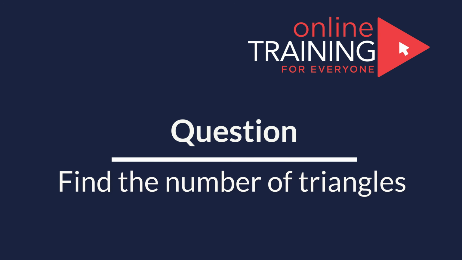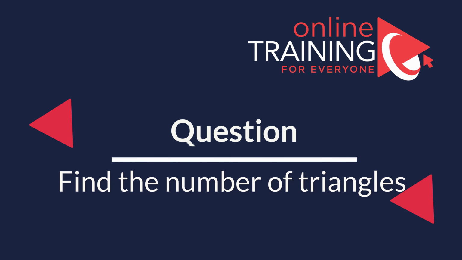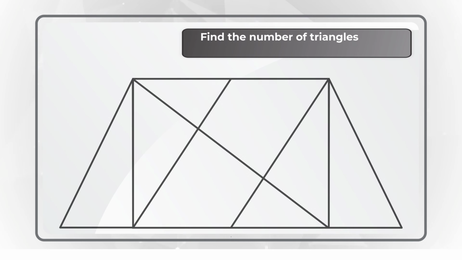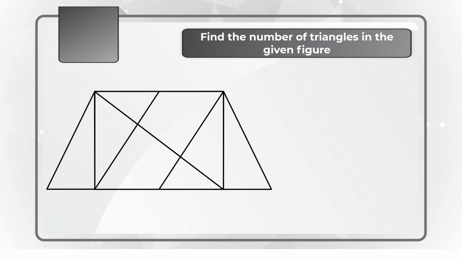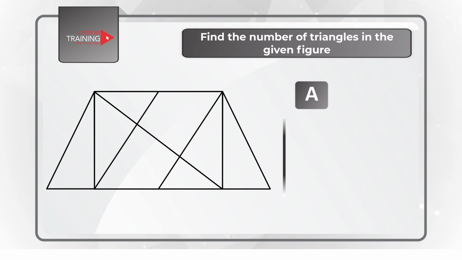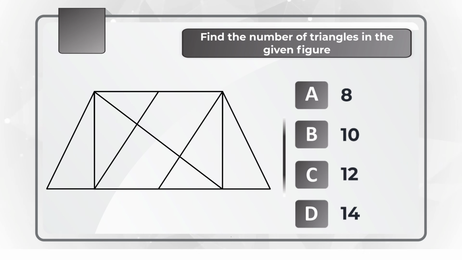And now here's the question for you to try your skills. You need to determine how many triangles are shown on the screen. You have 4 different choices. Choice A, 8. Choice B, 10. Choice C, 12. And choice D, 14.